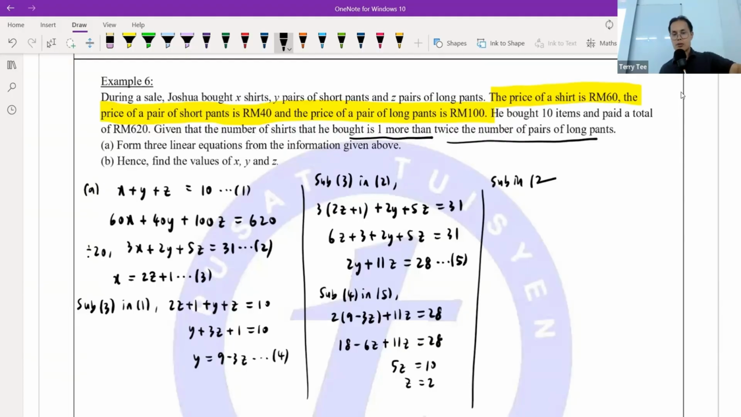Sub inside equation 3. My x is 2 times 2 plus 1. My x is 5. Then I sub inside equation number 4. My y is 9 minus 3 times 2. 9 minus 6, y is 3.